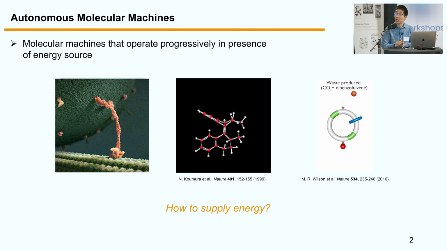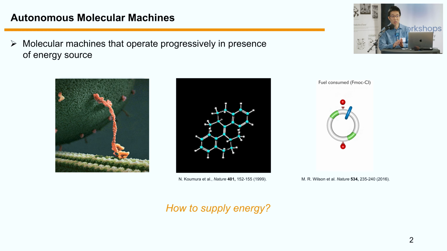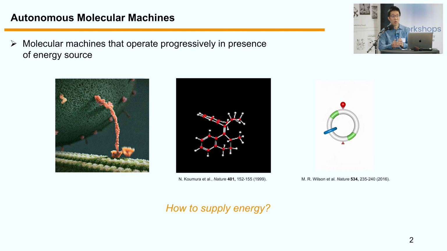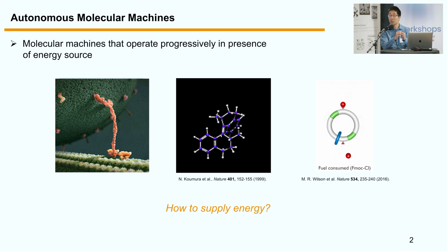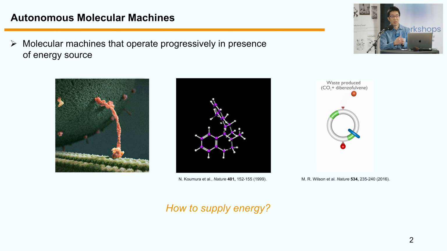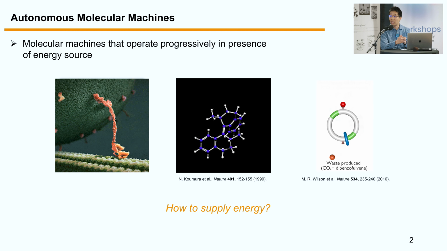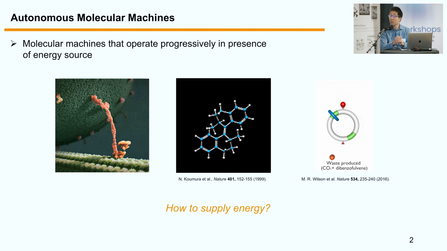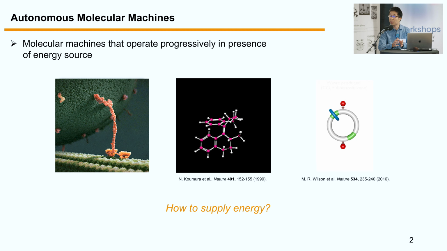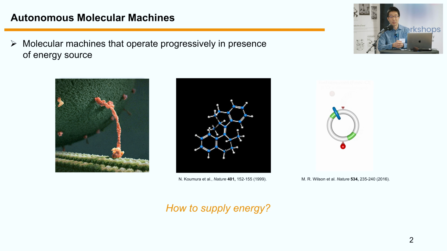So what we are interested in is molecular machines that operate progressively in the presence of an energy source, which are called autonomous molecular machines. The left one is kinesin, a biological molecular machine which continues to walk along the track inside the cells and transport cargo inside cells. And it continues to operate as long as the energy source, in this case ATP, is present. The middle one is a light-driven molecular motor. It's a synthetic example. And the right one is a chemically driven autonomous rotary motor. Again, this is a synthetic example.